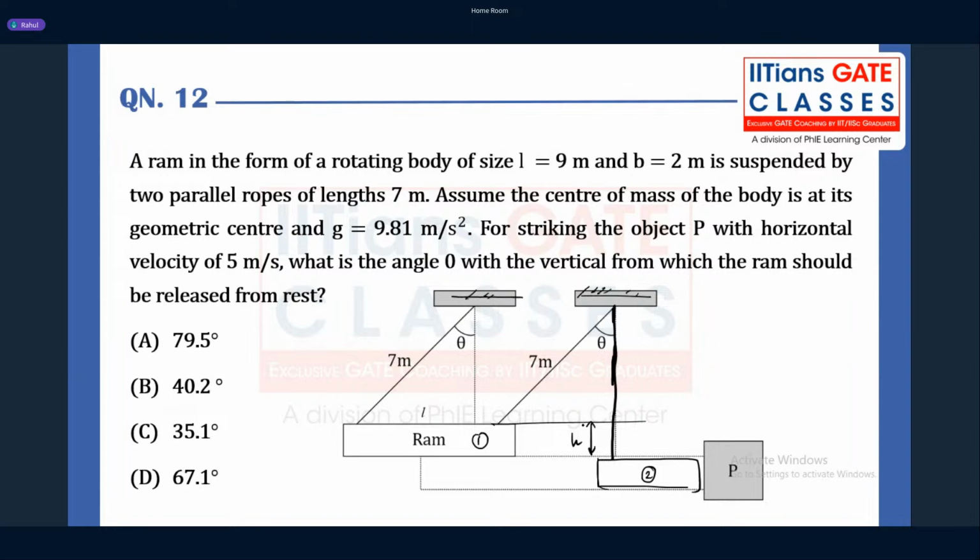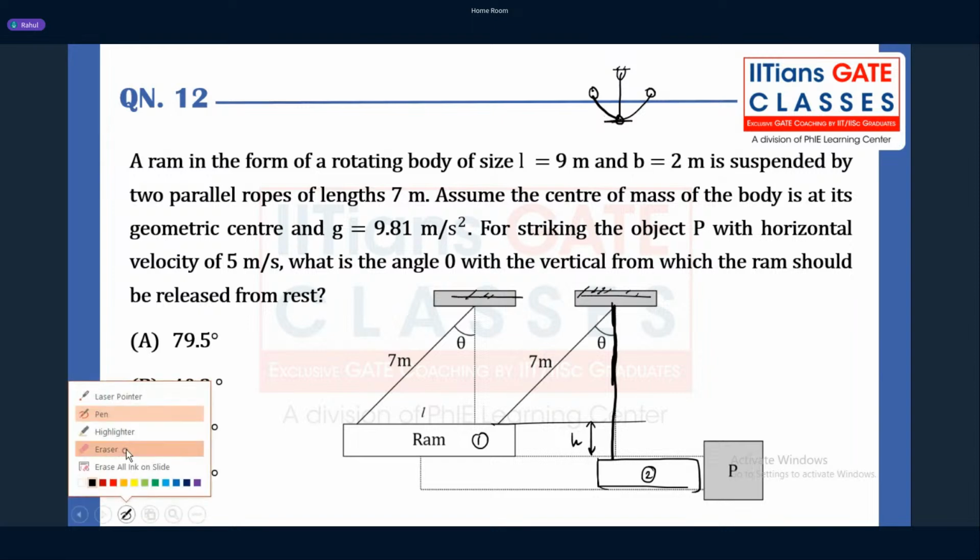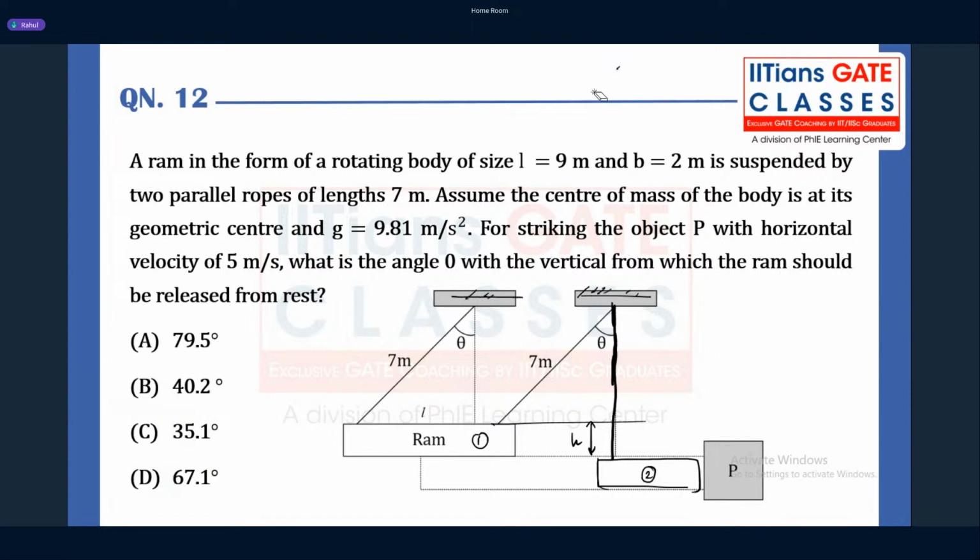That means there is some potential energy in the ram. Once you release it, and the moment it strikes the object P, the string will become vertical. All the potential energy would have been converted to kinetic energy, just like a pendulum. Here we have the highest potential energy, and at this particular point it is going to have maximum kinetic energy. That is the conservation of energy that you need to use.